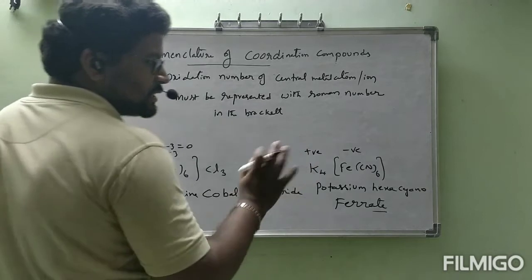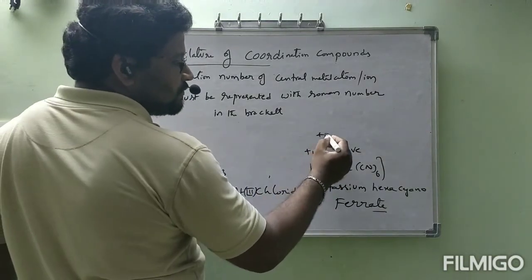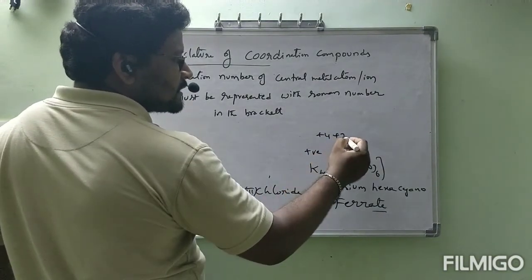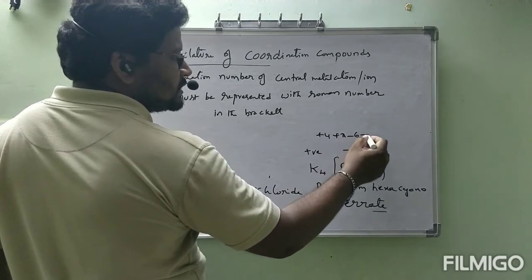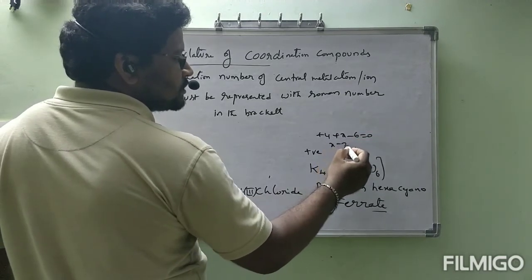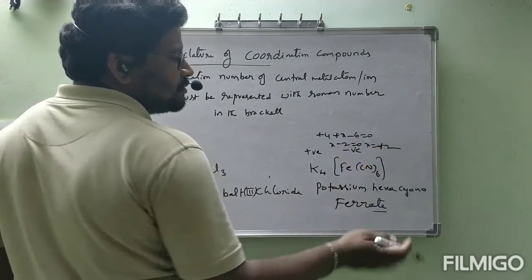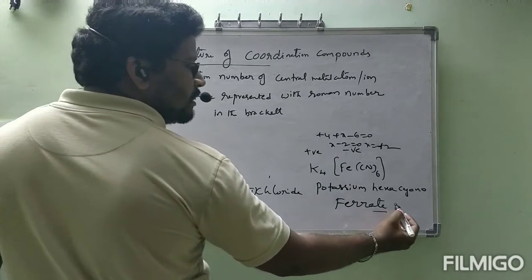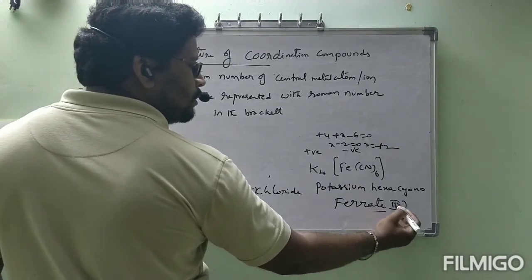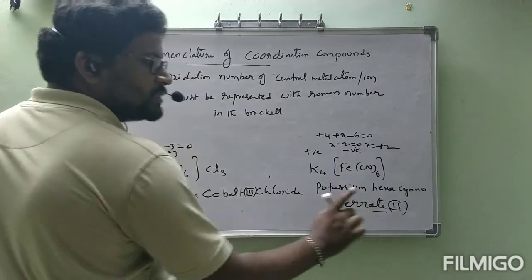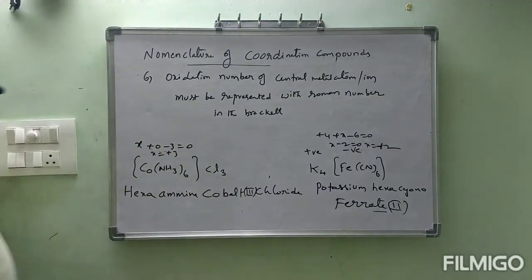Okay ma, coming to this iron, this is +4 plus x minus 6 is equal to 0, x minus 2 is equal to 0, x is equal to +2. Every time it is plus only, na, that's why no problem. So simply ferrate 2. Here 2, na, so I represent it with Roman number 2. This is the 6th rule. Okay ma? So totally 6 rules we have seen.